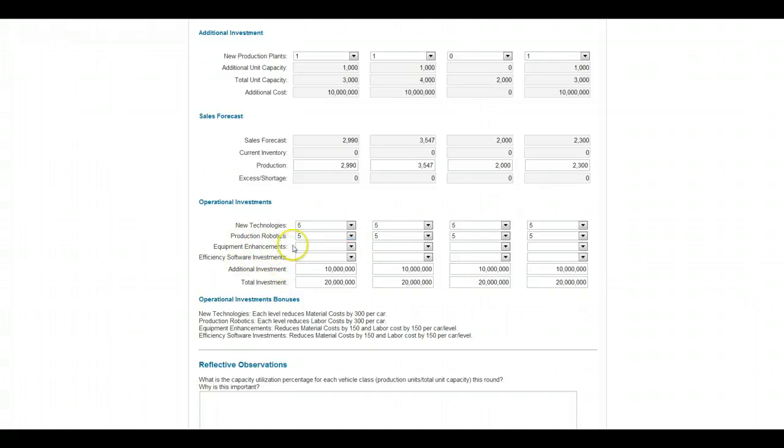I'd rather spend some of that 10 million on my operational investment so I can maintain strong profit margins next round. If you don't make operational investments, you will not have a company that's efficient or effective moving forward.